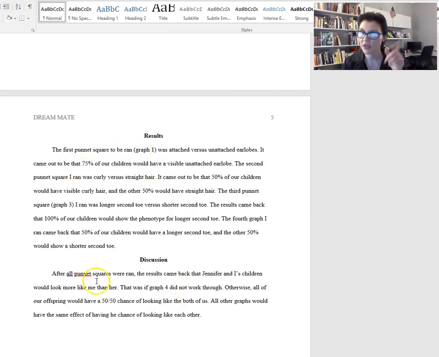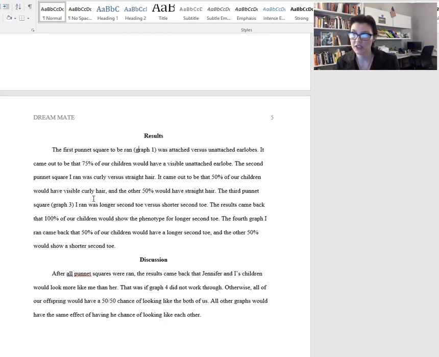Put capital G's. So capital G and capital I, just keep it the same all the way through. I wouldn't say visibly curly hair, or visible unattached earlobe. I would say 75% of our children. I mean, you could say that, or you could say that the child would have a 75% chance of an unattached earlobe and a 25% chance of an attached earlobe.